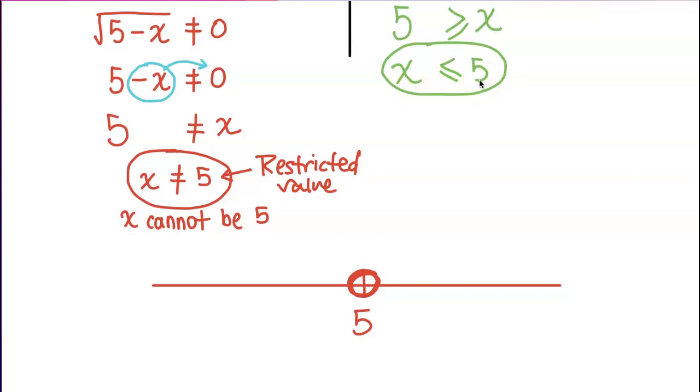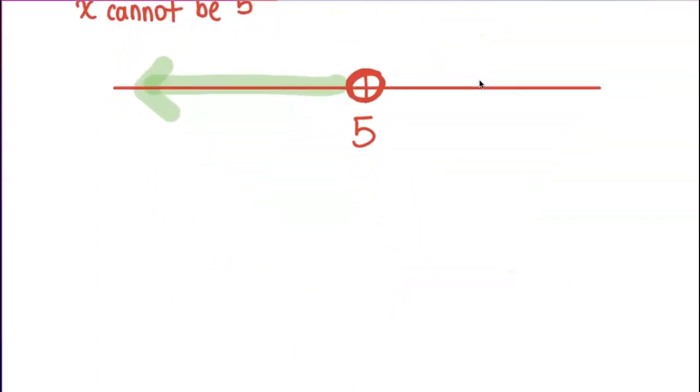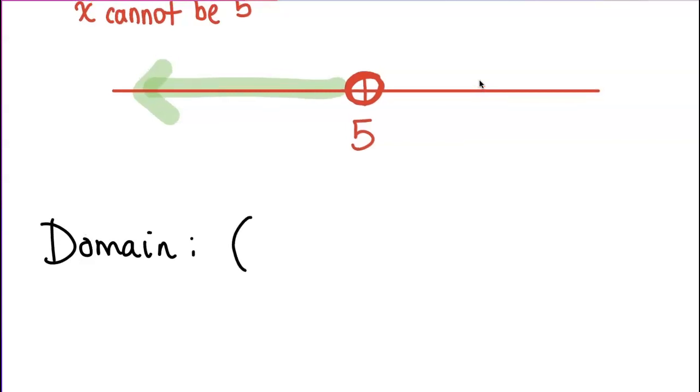So I'm going to go to the left side of 5, and we got the domain. The domain of this natural log function is everything to the left of 5, not including 5. In interval notation, that will be negative infinity to 5. But you make sure to draw a parenthesis after 5 instead of square bracket. Drawing a square bracket is like telling them that you can plug in 5. 5 is included, but 5 is not allowed.